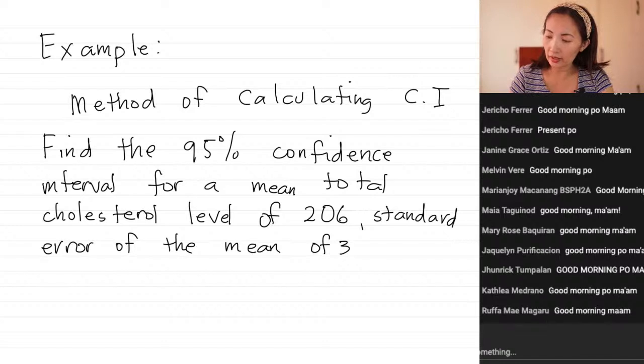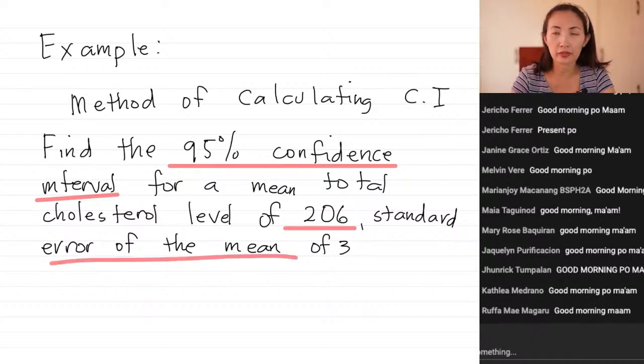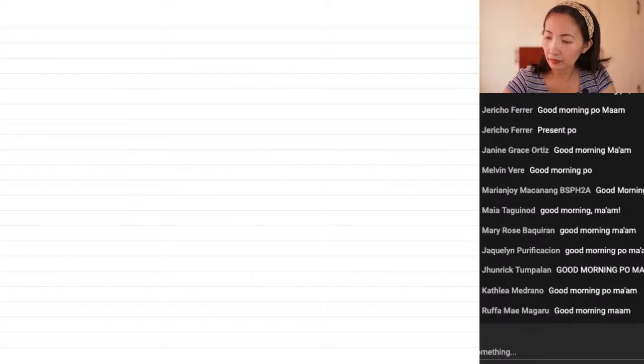So we can simply calculate the 95% confidence interval for a mean total cholesterol level of 206, with a standard error of the mean of 3. So step 1: we have to calculate the mean and its error. The mean is given. What we are to calculate is only the standard error of the mean.